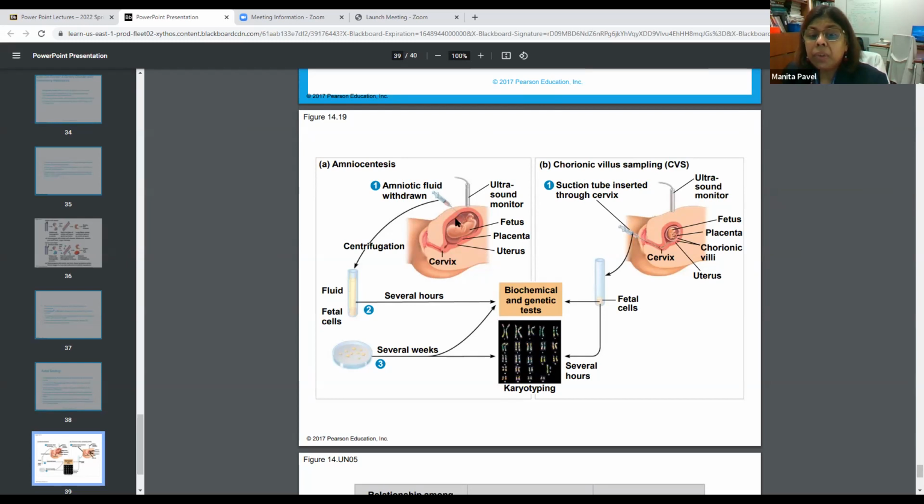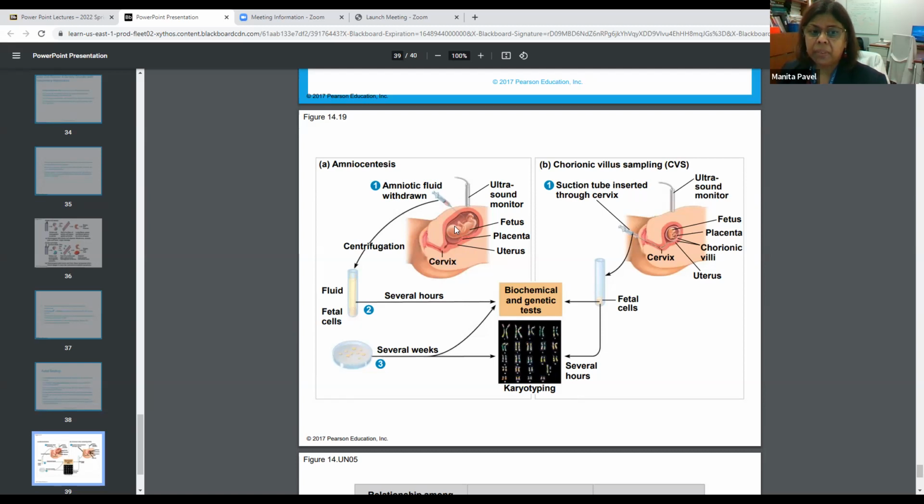Can you see this reddish brown area? Is the amnion, A-M-N-I-O-N. The amnion is a sac in which the fetus is developing. And the fluid is referred to as amniotic fluid. So the doctor is inserting through an ultrasound monitor the sterile syringe and withdraws some amniotic fluid. But what does this amniotic fluid contain? This amniotic fluid is going to contain some fetal cells.